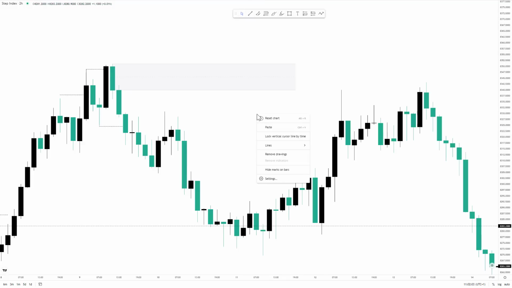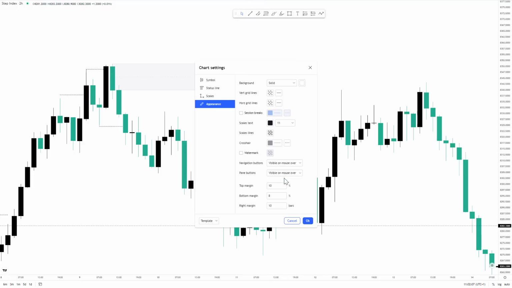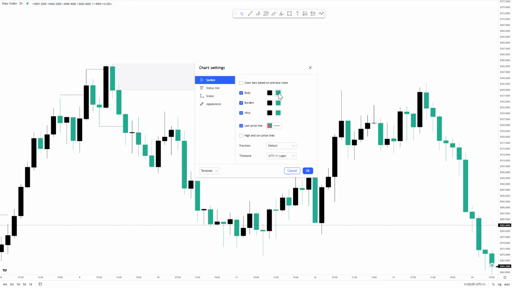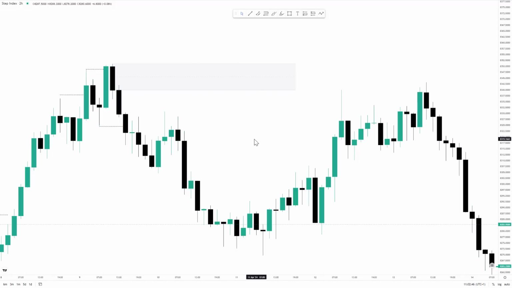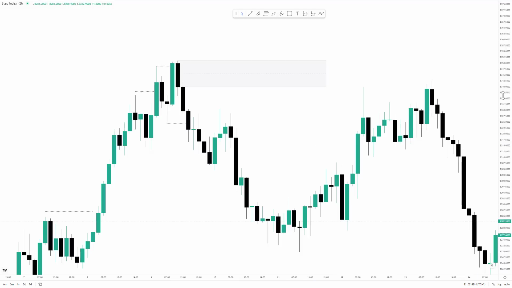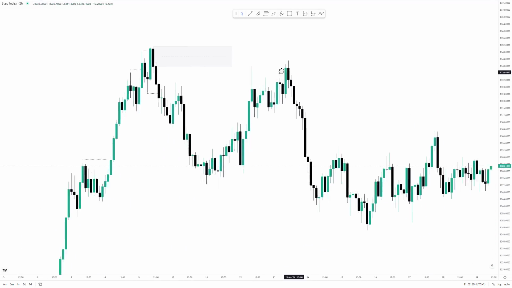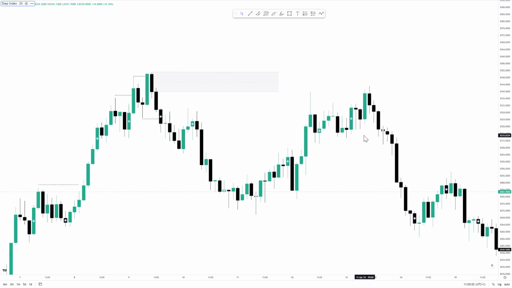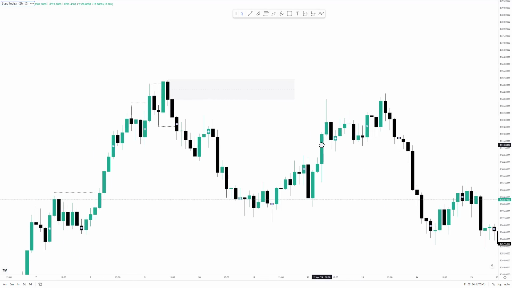But I think I have to make a correction to the settings so it doesn't get confused, right? I have to make a correction to the settings so you don't get confused right here. So now the correction has been made, I hope this makes sense to you now. So let me zoom out so you can clearly see. From what you can see right now, our bullish candle is the green candle, right? The green candle is our bullish candle, and the bearish candle right here is the black candles, right?